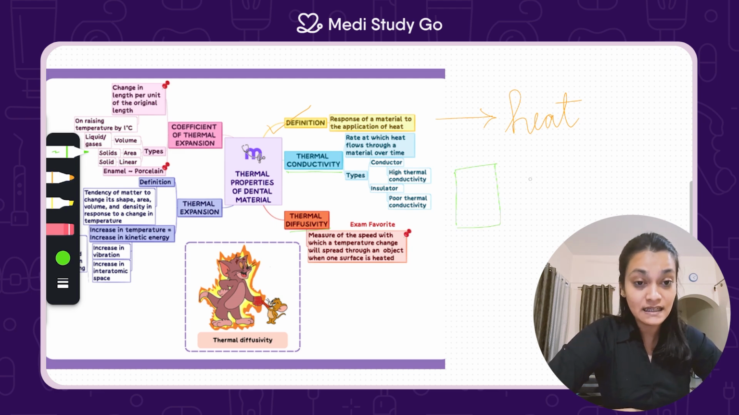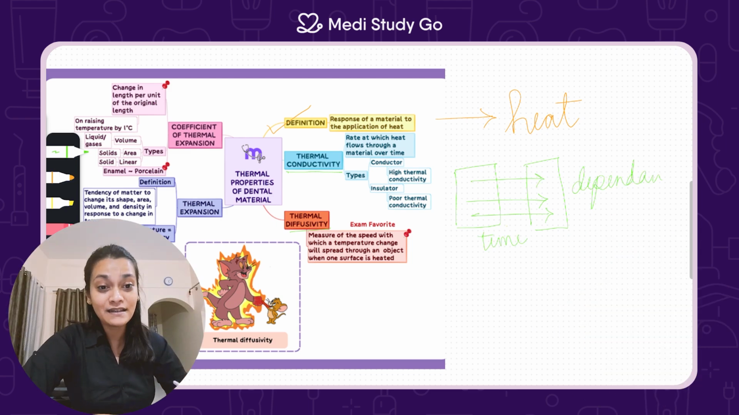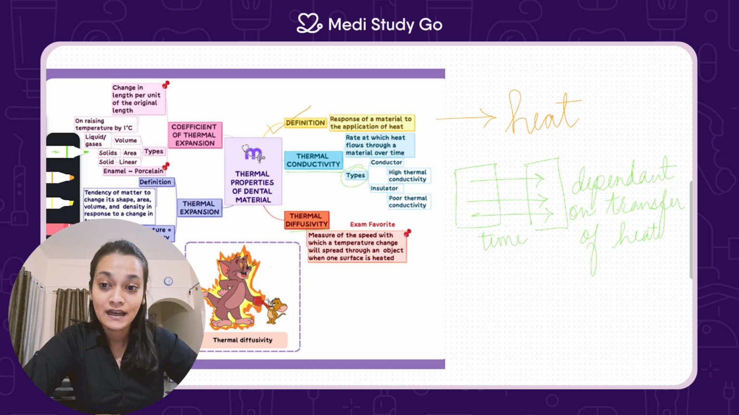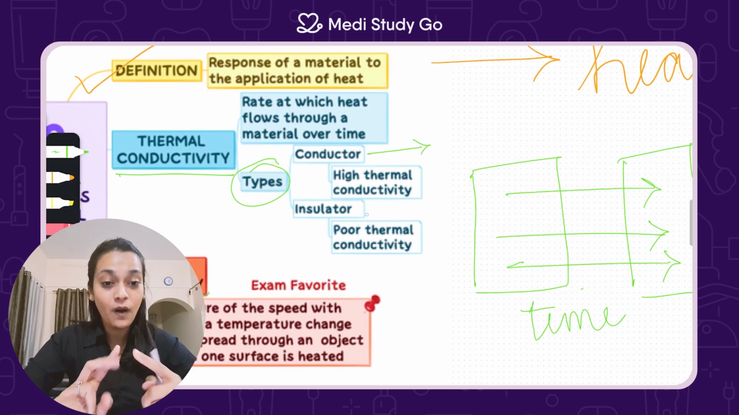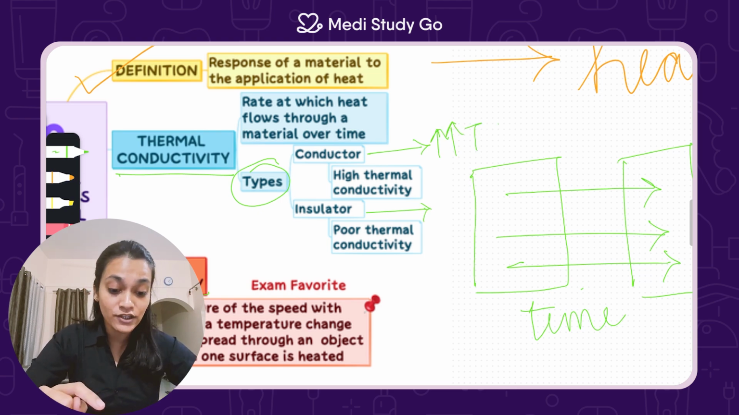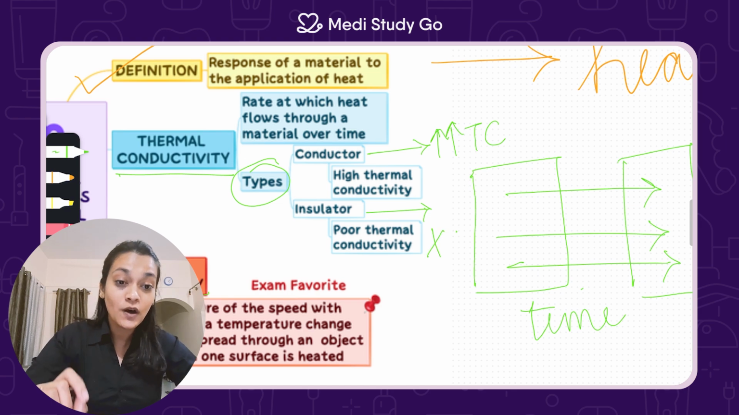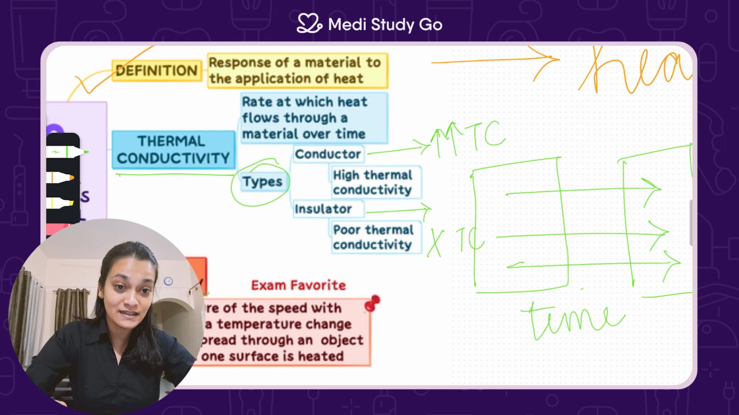Thermal conductivity is defined as the rate at which heat flows through a material over time. So what you see here is the flow of heat over time, which is dependent on transfer of heat. There are two types: it can either be an insulator or a conductor. Whenever a dental material acts like a conductor, the thermal conductivity is going to be very high, whereas an insulator is going to be a poor conductor of thermal energy or heat.